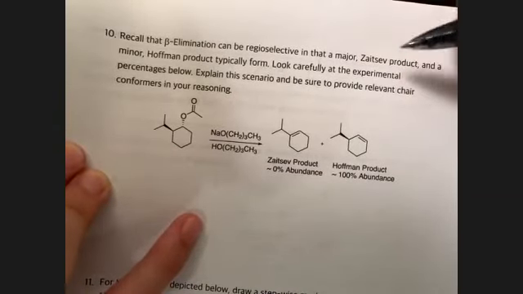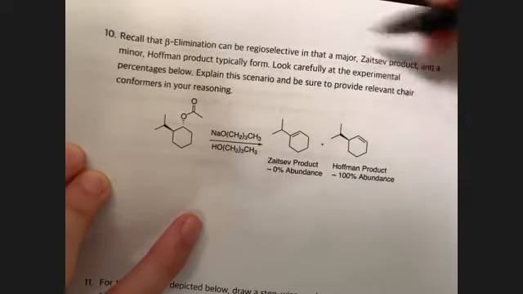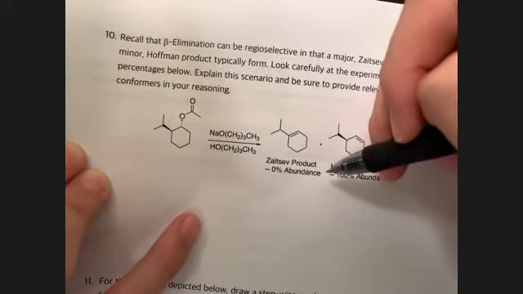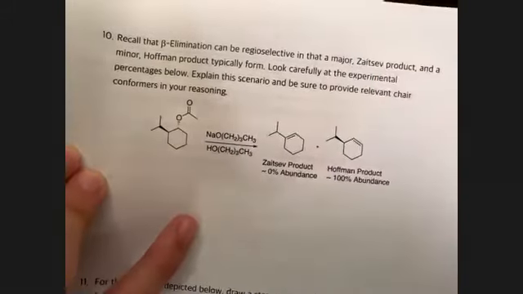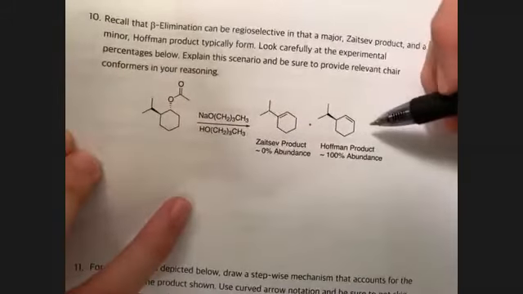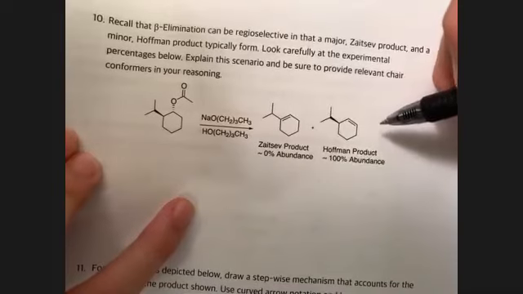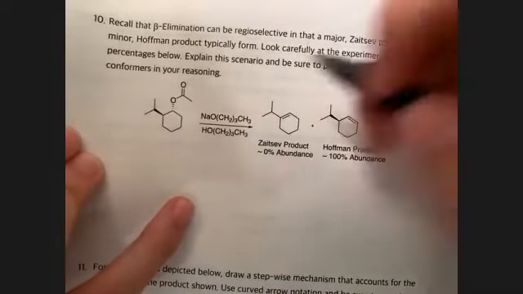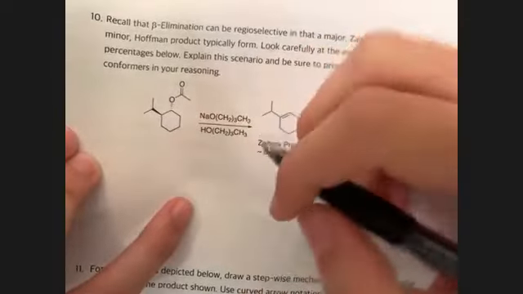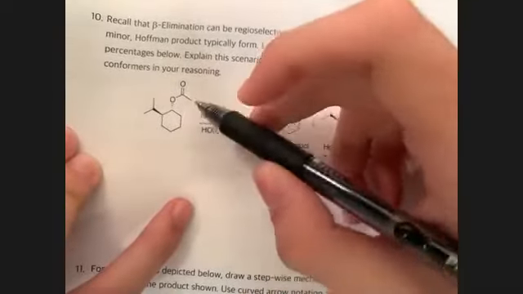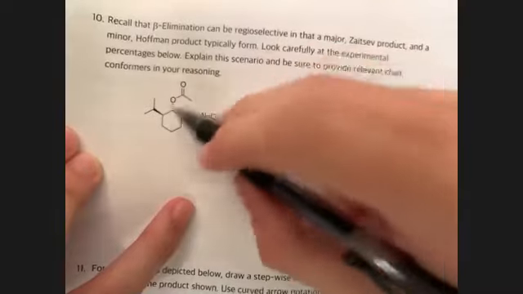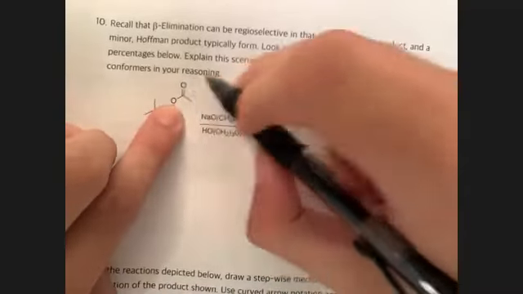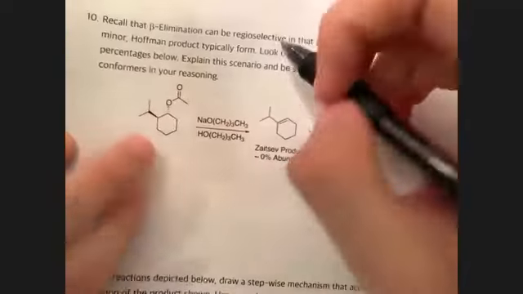So we know it's typical for the Zaitsev major product to form, but in this specific reaction, we have 0% abundance. That's really bizarre. And here, the Hofmann product is almost exclusively formed, so I'm missing something. Why is this Hofmann product forming? First of all, let's look at the reaction going on here. We know it's beta elimination because we have a really good leaving group. Once this whole group leaves, it's resonance stabilized. If it has a negative charge, it can resonate.